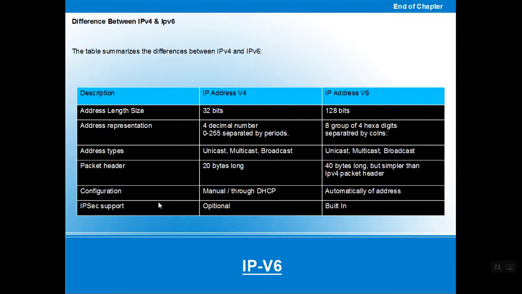The IPv4 and IPv6 have the descriptions here. As we can see, IPv4 is 32-bit and IPv6 is 128-bit. IPv4 uses 4 decimal numbers, while IPv6 has 8 groups of 4 hex digits. The IPv4 packet header is 20 bytes long, and the IPv6 header is 40 bytes long. Configuration can be manual or through DHCP in IPv4, but in IPv6 it's automatic. IPSec support is optional in IPv4, but in IPv6 it's built in.